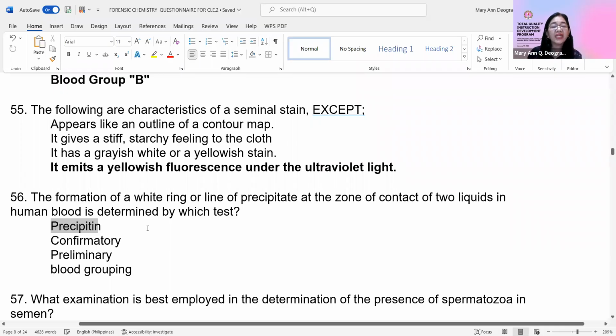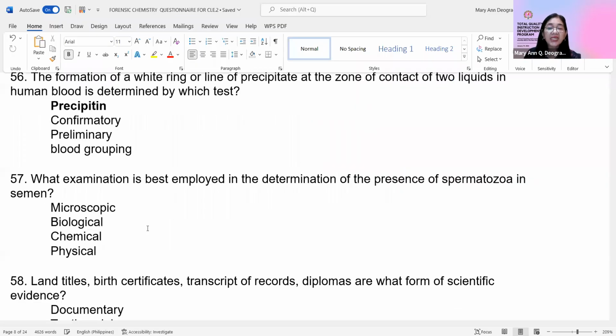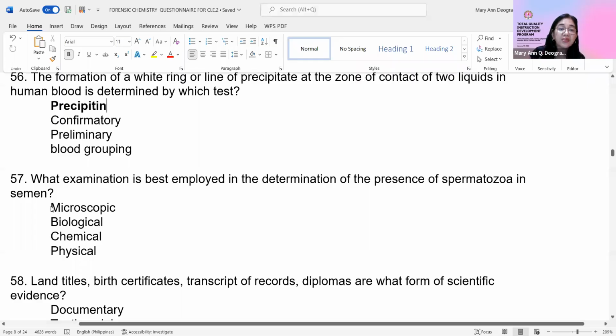Alright, number 57. What examination is best employed in the determination of the presence of spermatozoa in semen? Is it microscopic, biological, chemical, physical? Alin dito yung makaka-detect ng sperm cell? Okay, letter A, syempre, no? Because the spermatozoa is microscopic in appearance. We cannot see that with our naked eye.